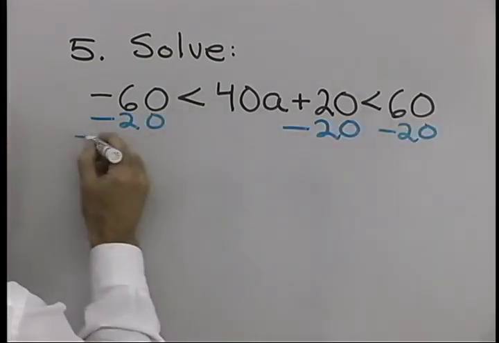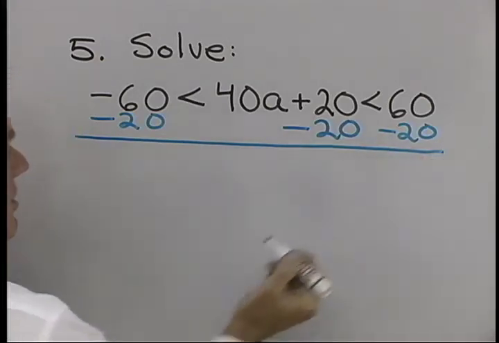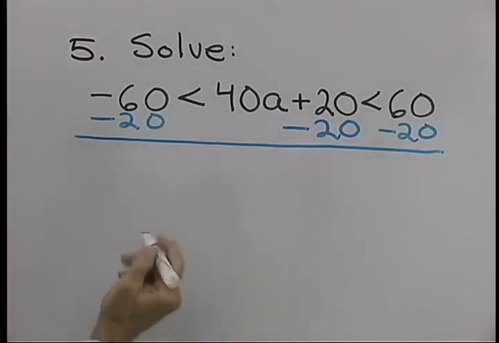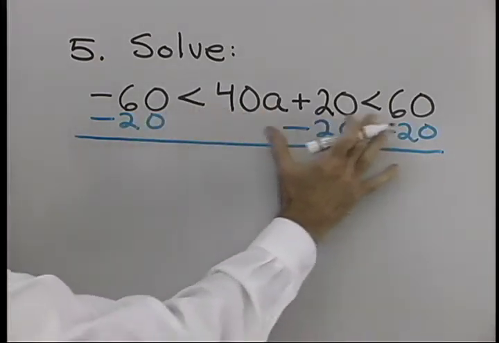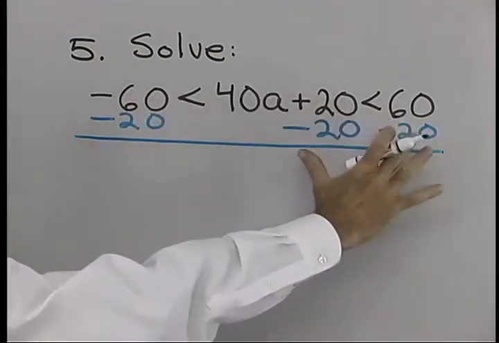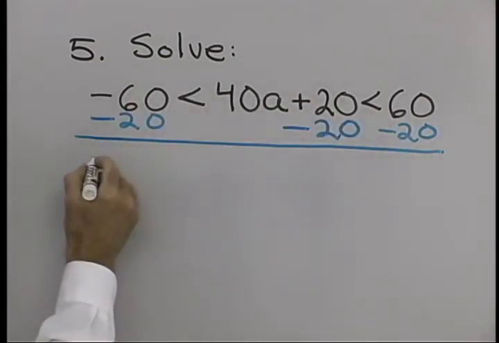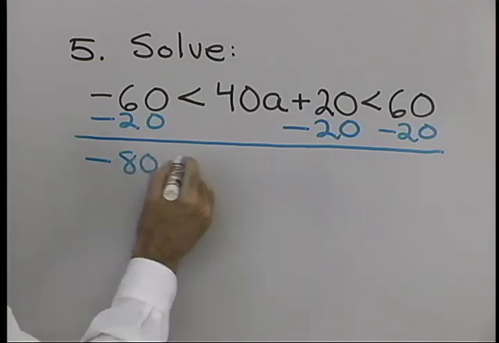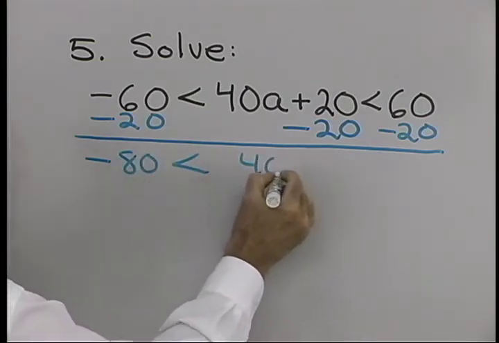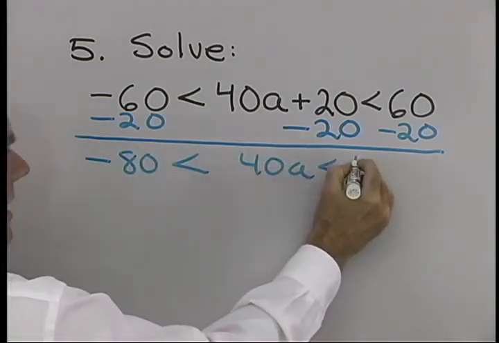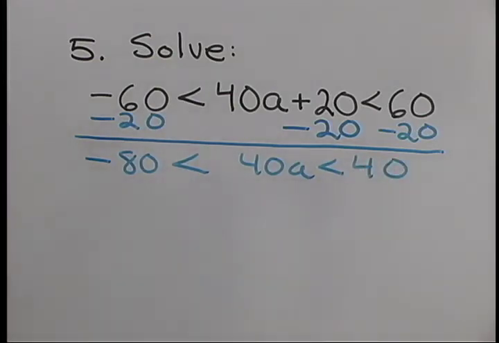Now remember, this is just a shorthand notation for the addition property for inequalities. I'm really adding -20 to each of these three expressions. I know it won't change the solution to this inequality. So -80 now is less than 40a, which is less than 40. So I've added -20 to each of the three expressions. I end up with this inequality.